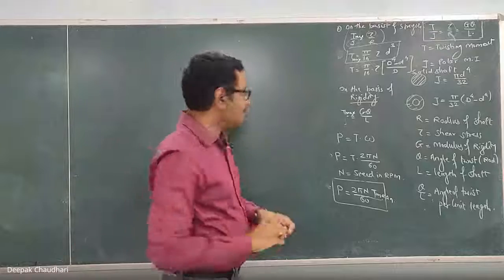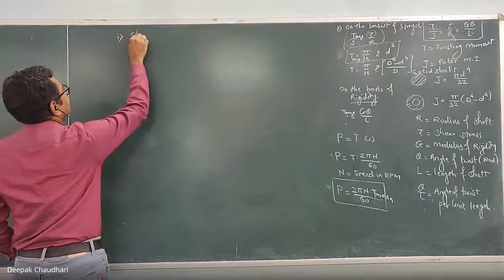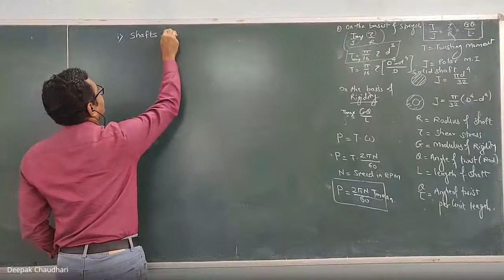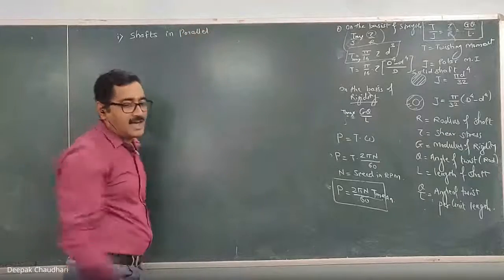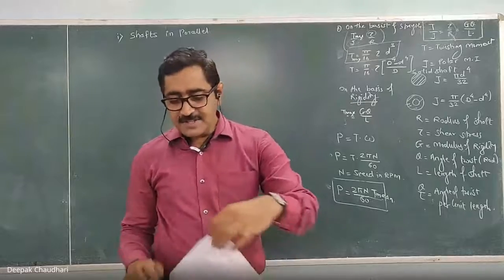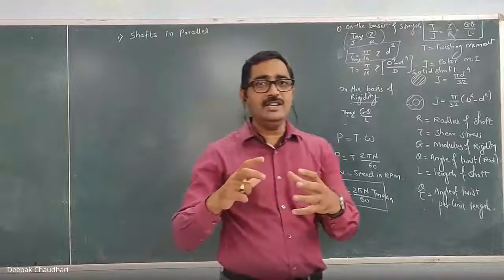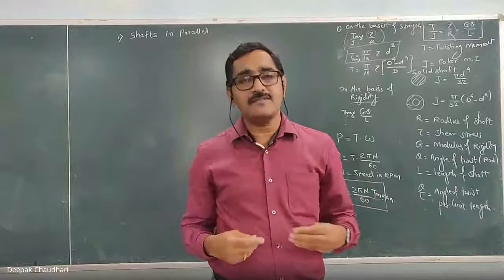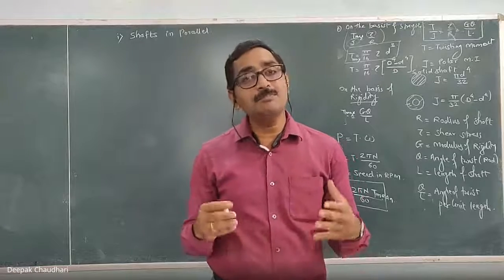Okay. So, now today we have to study the shafts when the shafts are connected in parallel. Shafts in parallel. Now when the shafts are connected parallelly to each other, or when one shaft is overlapped over another shaft, then such type of arrangement is known as the shaft in parallel.